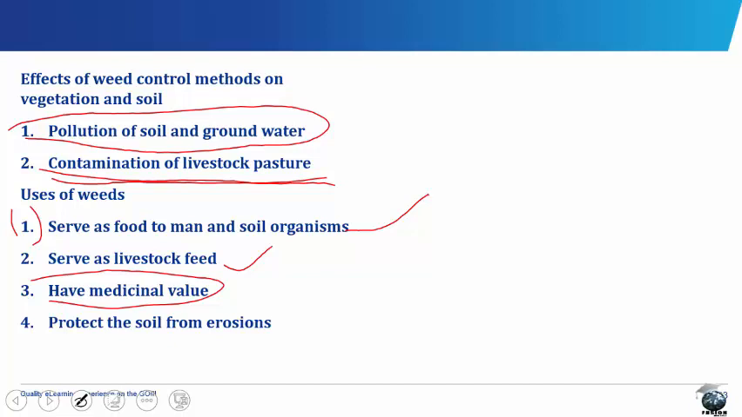Some weeds, such as the Crotalaria, help to control nematode infection in the soil. Weeds protect the soil from erosion and help to recycle soil nutrients by drawing and using soil nutrients and then later releasing such nutrients when they die and decompose.